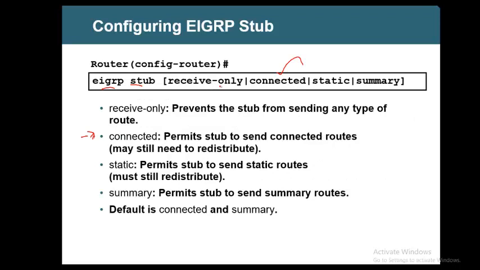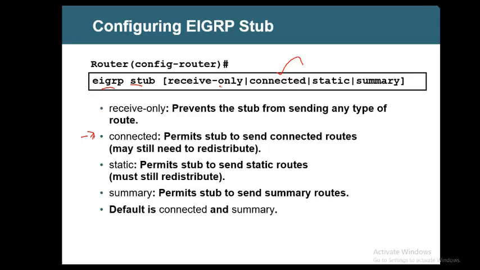Connected: if you say permit stub to send connected routes only, that's another thing. Not only does it send a special note saying only these three you should ask me, only related to these three, it also advertises only the connected routes from the routing table. Two things here we are learning.